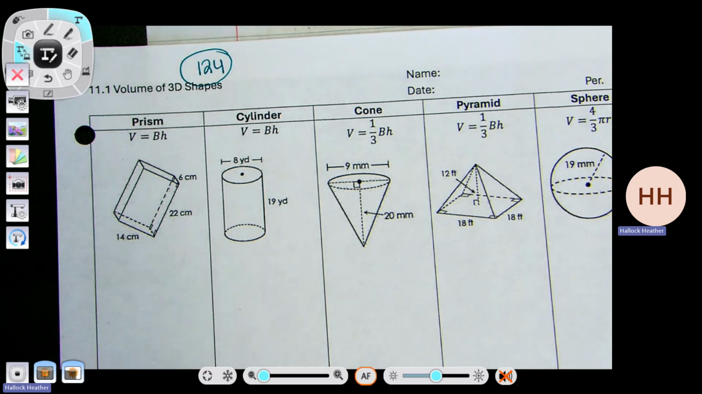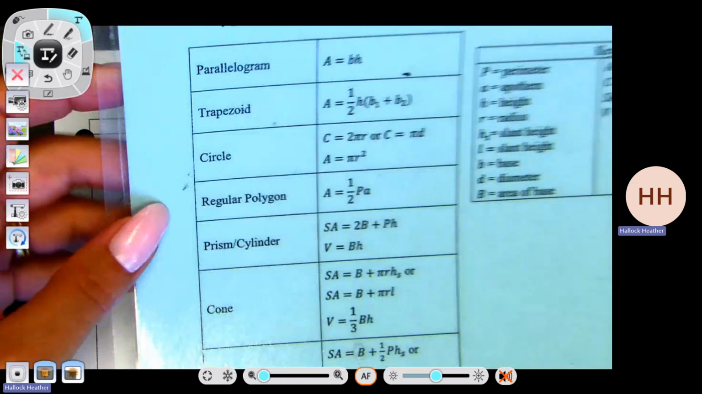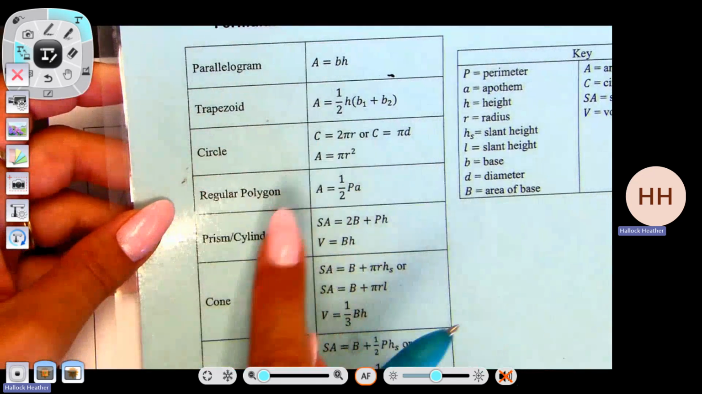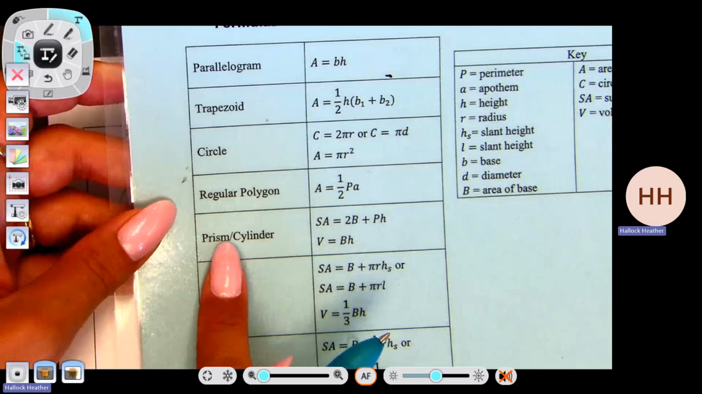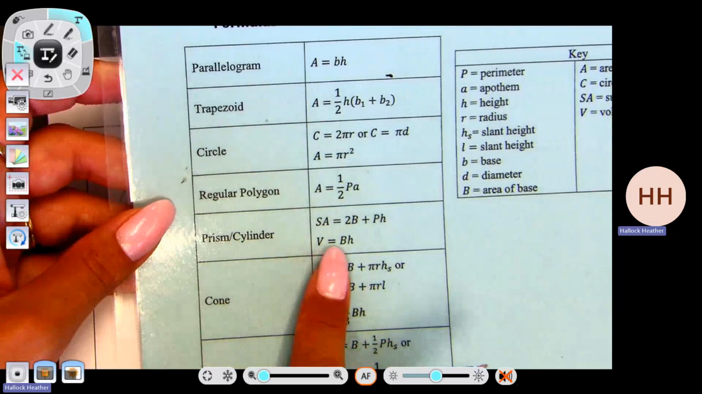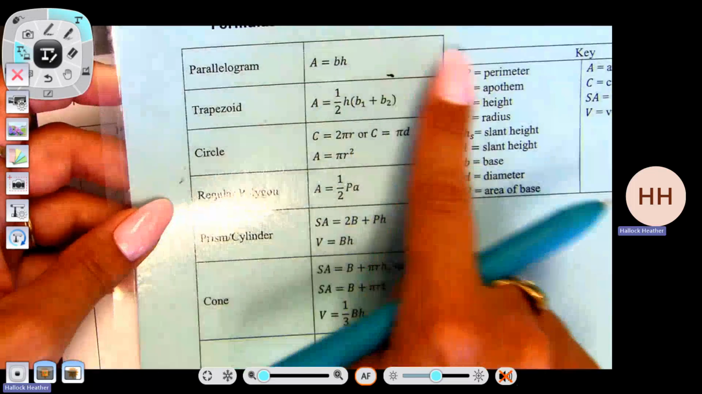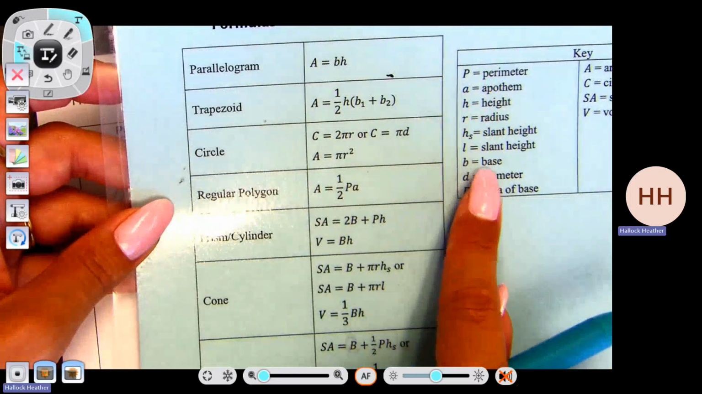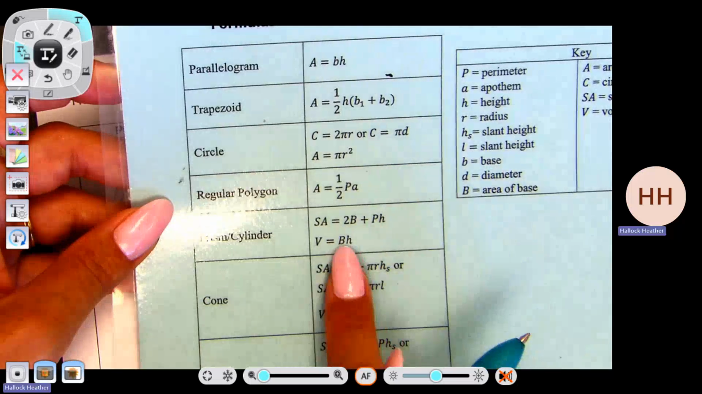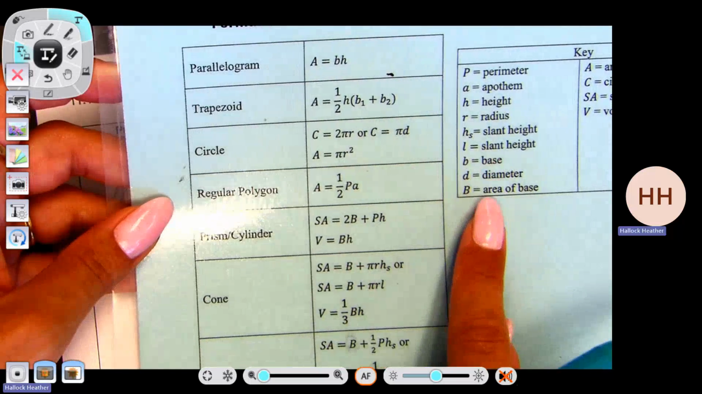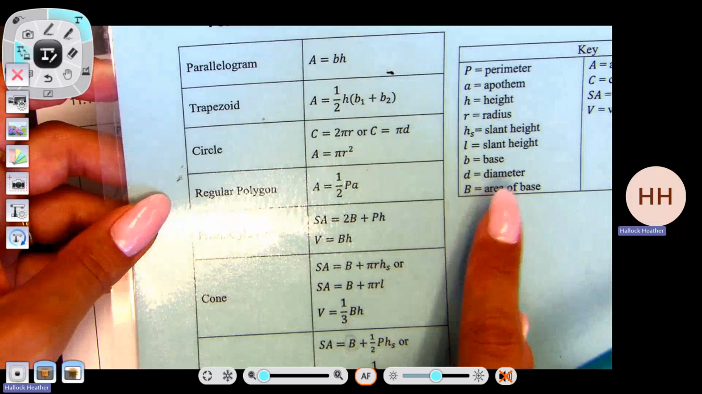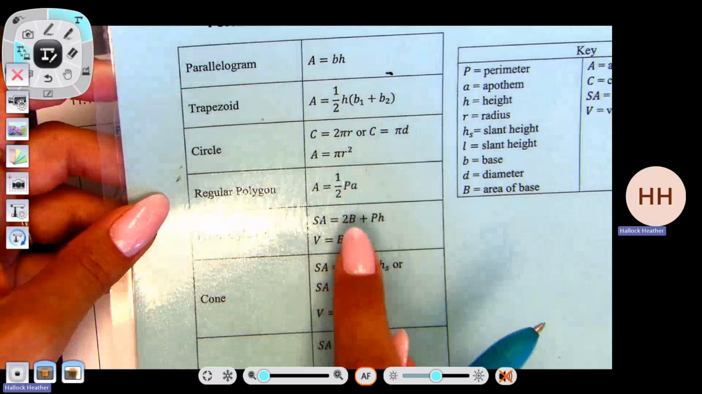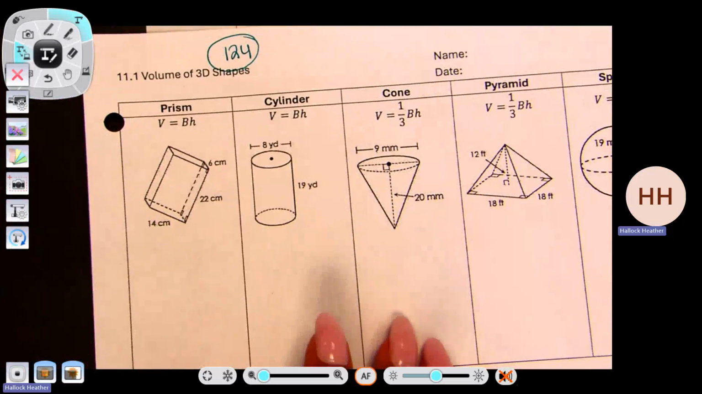Okay. So the first one we're going to talk about is a prism. I think it's a little overwhelming, but if you look here, a prism and a cylinder have the same formula. We're doing volume today. We're going to do surface area later. So volume is big B H. That's not little b. If you look over here where the key is, little b represents the base. Big B is not the same as little b. Big B is the area of the base. The hardest part for this is you have to plug in a formula to big B.